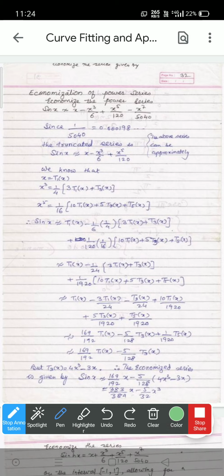So the above series can be approximated in this form: sine of x is the same as x minus x cube by 6 plus x raised to the power 5 by 120. Since the last term is negligible, we know that x is T1 of x and x cube is equal to 1 by 4 (3 T1 of x plus T3 of x).